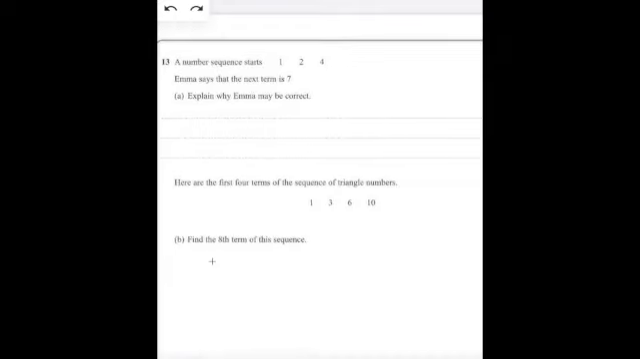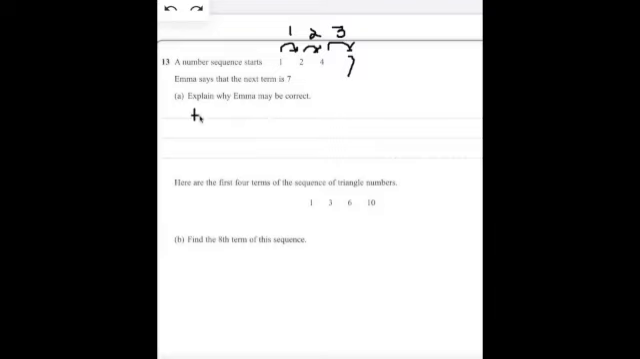Then with the next one, this is sequences. I might go over this topic at some point. But the sequence is 1, 2, 4. Emma says that the next term is 7. Explain why Emma may be correct. So you see how it goes 1 to 2 to 4. With any sort of sequence, you see the difference. So 1 to 2 is 1. 2 to 4 is 2. So that has gone up by 1. So the next one will go up by 3. Because 1, 2, the next one will go up by 3. So because 4 plus 3 is 7.